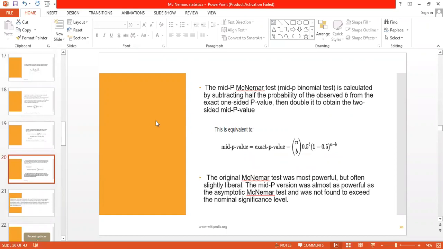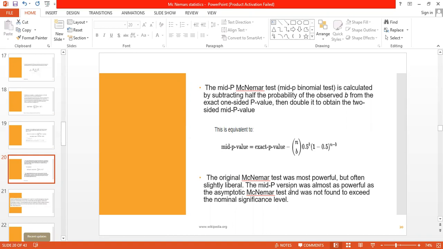There is another version of the McNemar test which is called the mid-p McNemar test or mid-p binomial test. It is calculated by subtracting half of the probability of the observed B from the exact one-sided p-value, then doubling it to obtain the two-sided mid-p value. The formula of the mid-p value is the exact p-value minus half the probability of the observed B. The original McNemar test was most powerful but often slightly liberal.